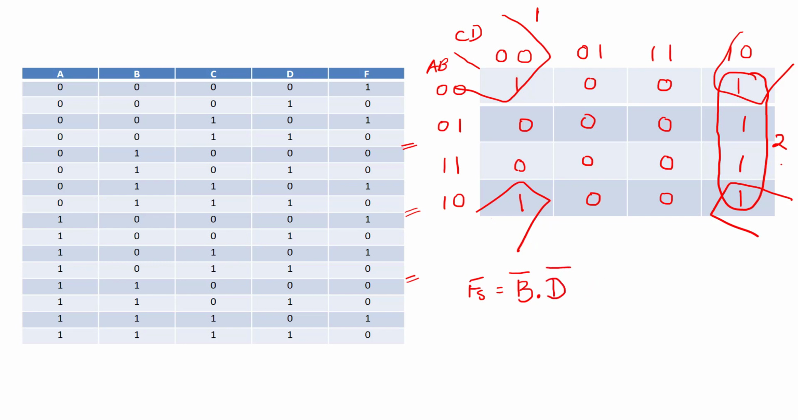Now the expression for the second group over here is simple because it spans all 4 rows. So both A and B are going to be thrown away, whereas both C and D will be kept. So I will have C as it is because it is 1, and then D is going to be barred. And between the two terms, I will put an OR. So my simplified expression for this truth table is going to be B bar D bar OR C D bar.